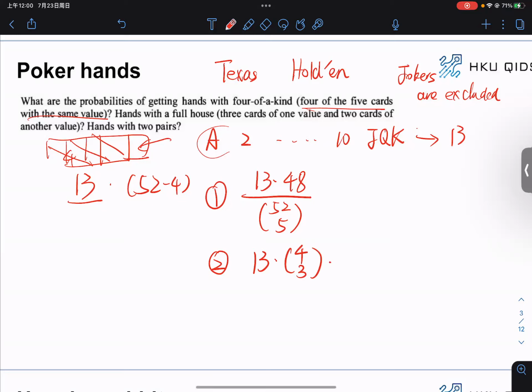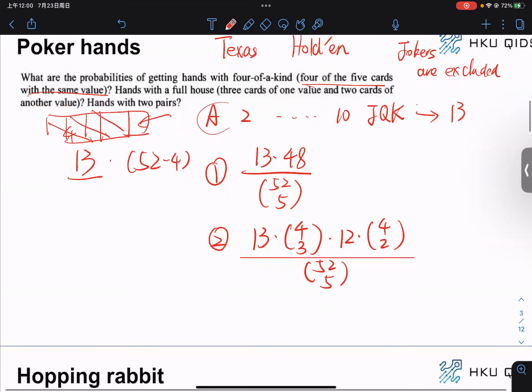And for the remaining 2 cards, they also need to be the same number. So we need to pick another value from the other 12, and among them there is a 4-2 choices. And again, this is the numerator, the denominator is the same, which is 52, 5.